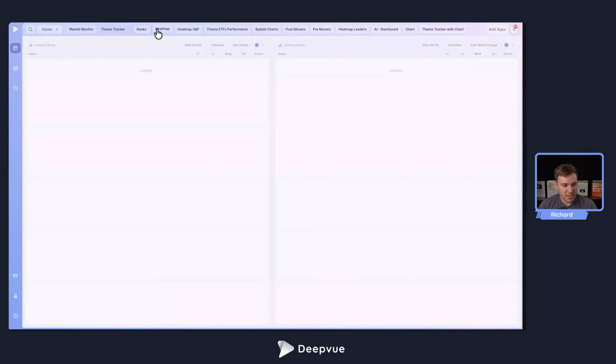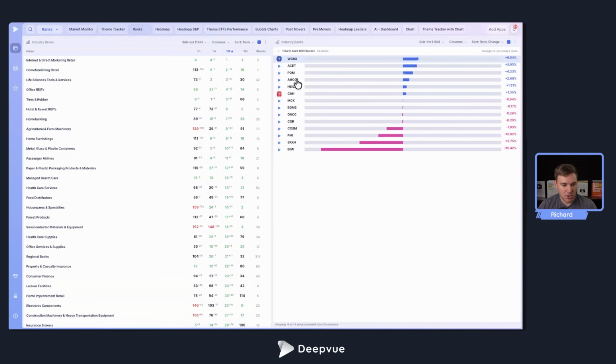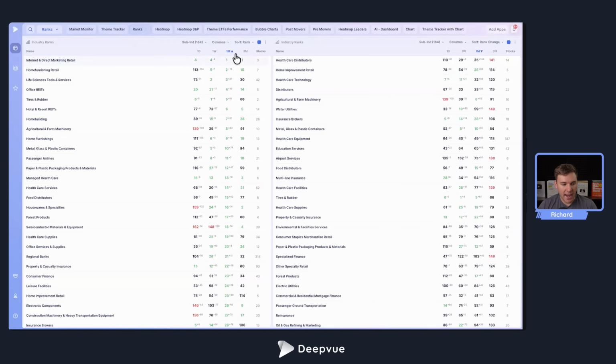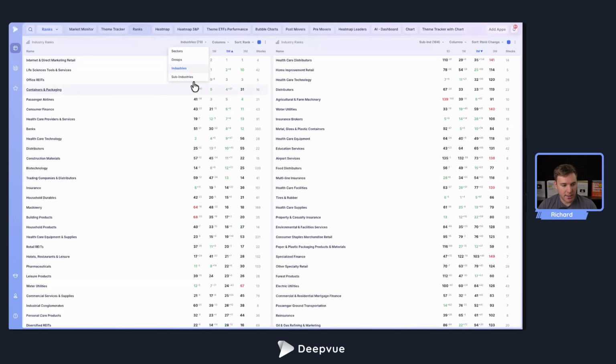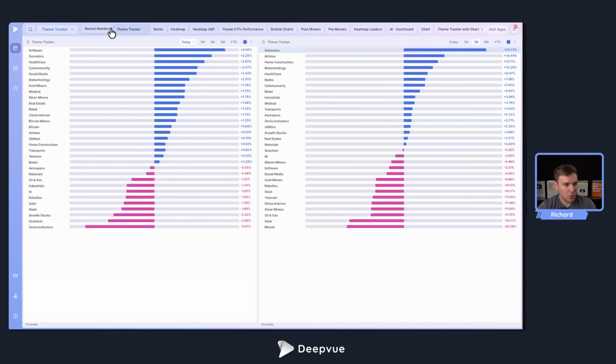Well, if you want to dive into the weeds of things, you can use this. And again, you can dive into the stocks within them as well. Yeah, but we've got the rankings as well. So if you're looking for a ranking of all the sub industries, sectors, whatever, you can choose whatever you'd like here and see that information. All right, cool. Share ranks with us.